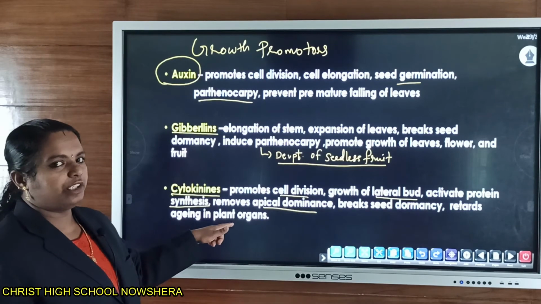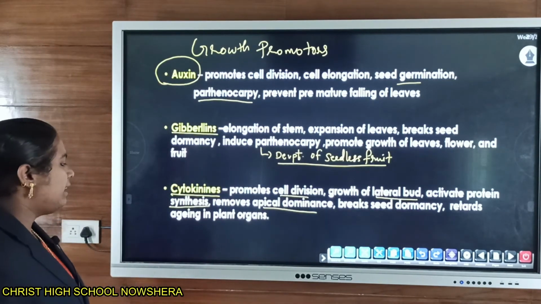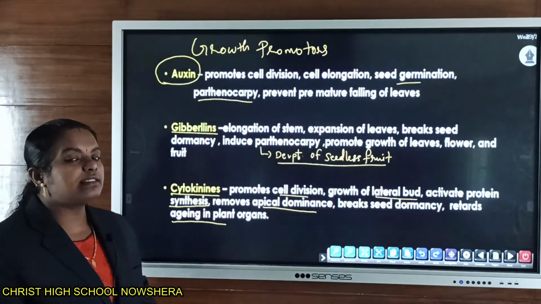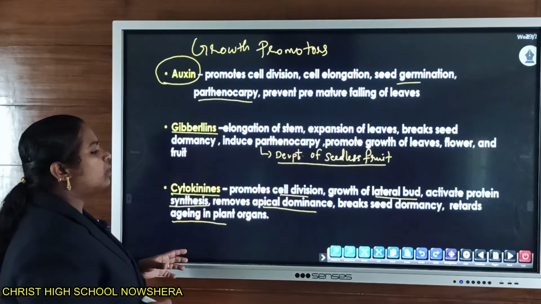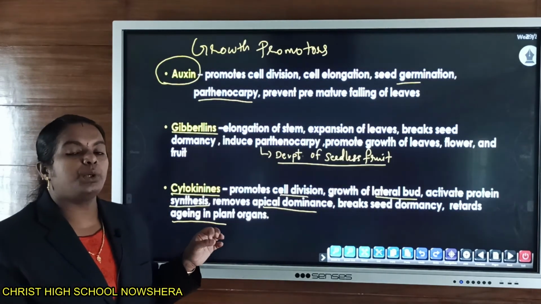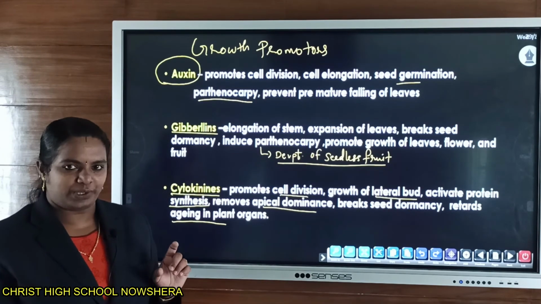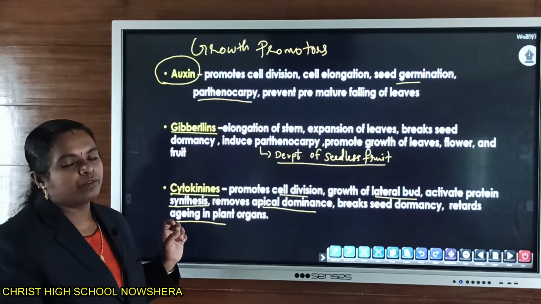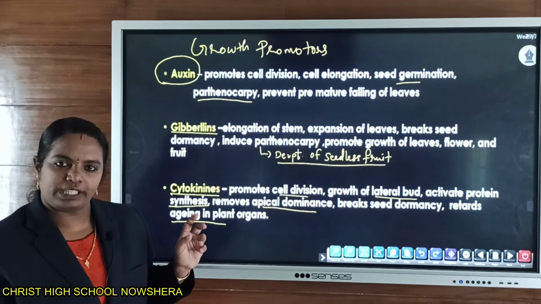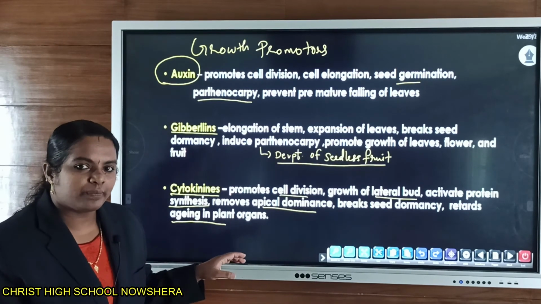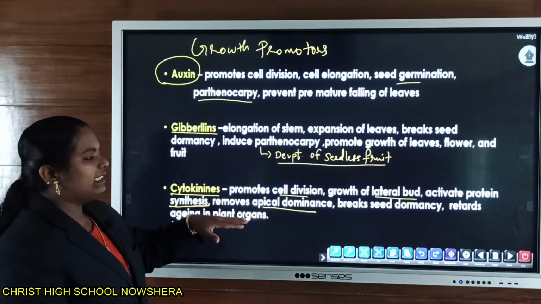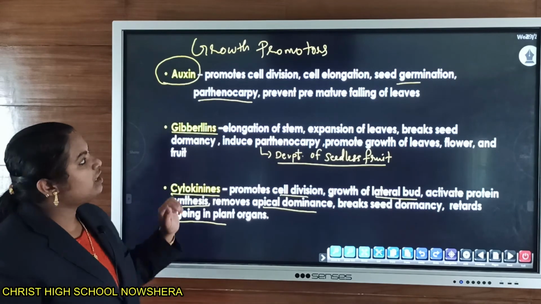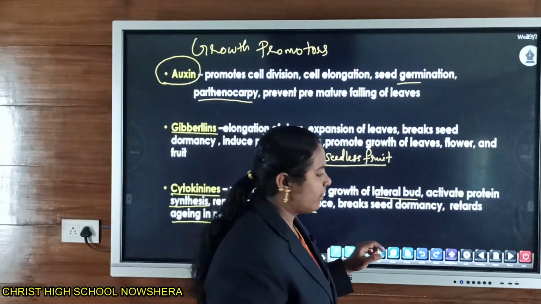It also helps in breaking the dormant condition. Then it retards aging in plant organs. Retarding means it reduces the aging process in the plant body. Otherwise, if it promoted the aging process, normally earlier death of the plant body would take place. So it prevents premature aging, or reduces the aging in plant organs. So these three are growth promoters.